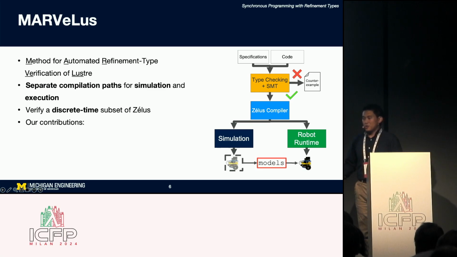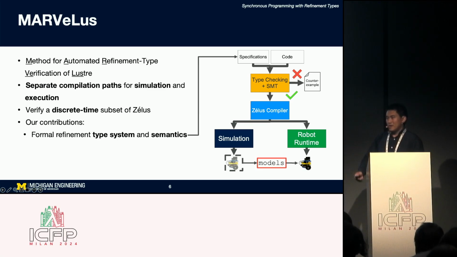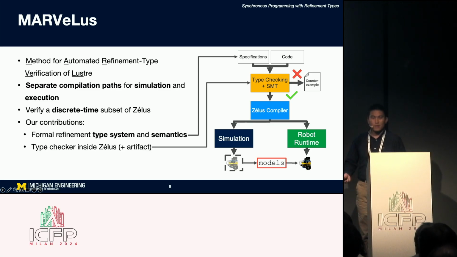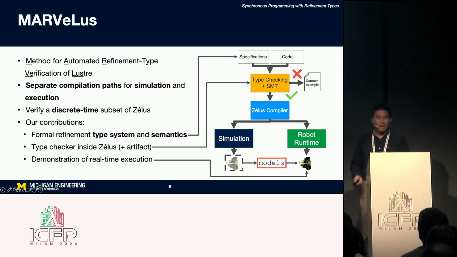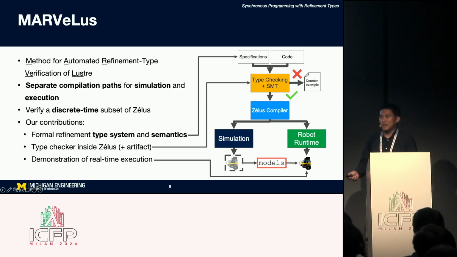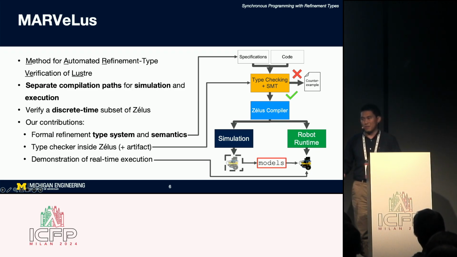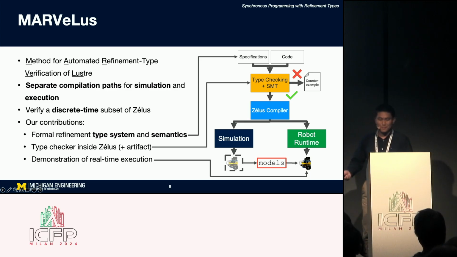So, in short, our contributions are to formalize a refinement type system and semantics for this language. We've implemented a type checker inside Zulus, which you can also see in our artifact. And finally, we demonstrated real-time execution of verified Marvelous programs on real robots in our lab.